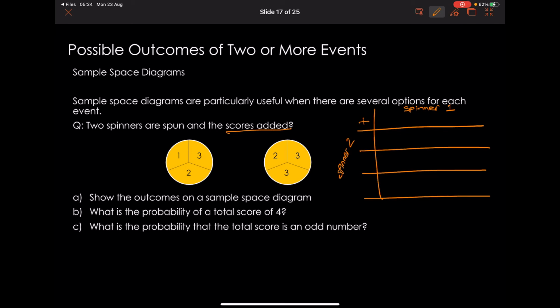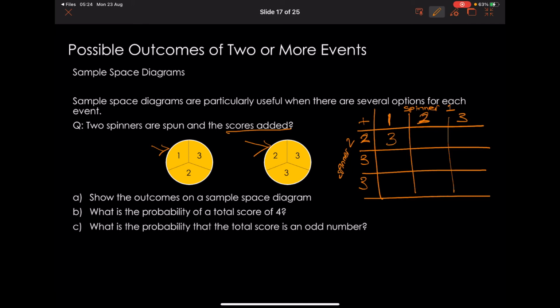Alright, so what you're saying is that if we spin this one and we get a score, and then we spin this one and we get a score, they're then added together. Okay, so on the first spinner you've got 1, 2 and 3, and on the second spinner you've got 2, 3 and 3. Okay, so if we got a 1 on the first spinner and a 2 on the second spinner, that gives us 3 because we're adding them.